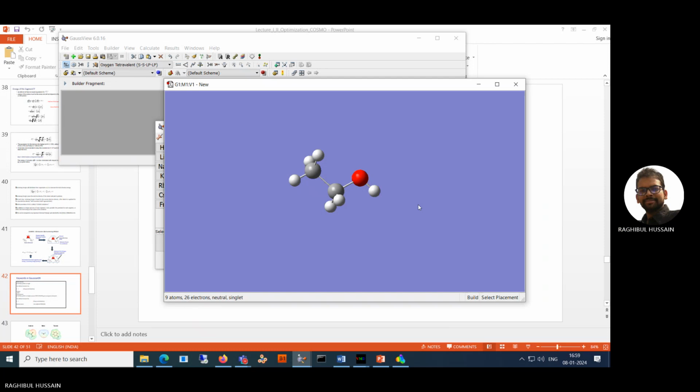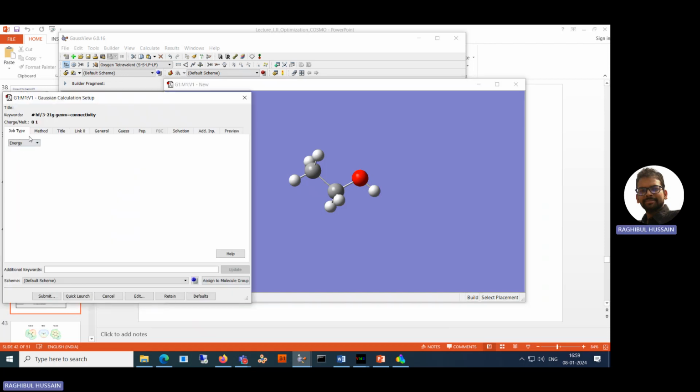So now you must be knowing how to make the structure. Ethanol, it's a very small molecule. Not much. Now optimize this. Just optimize this. It will be very quick.